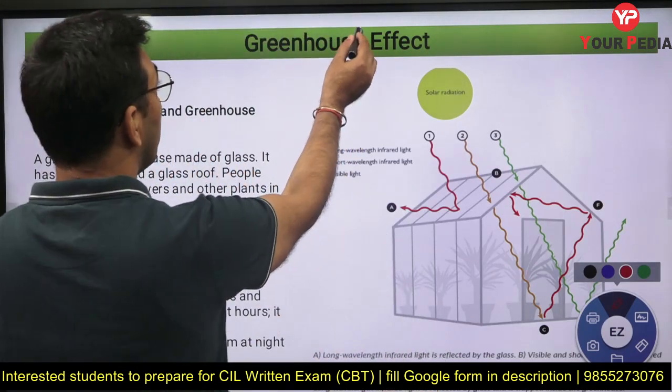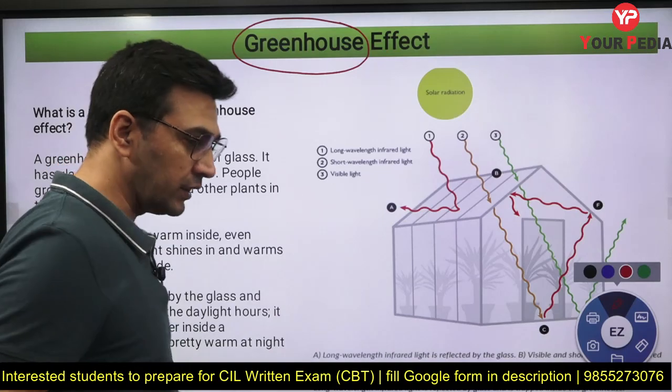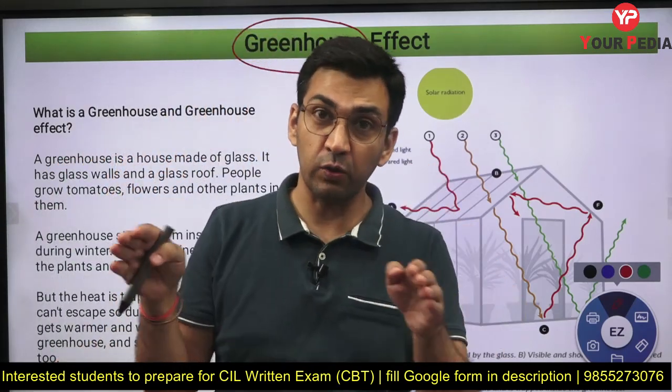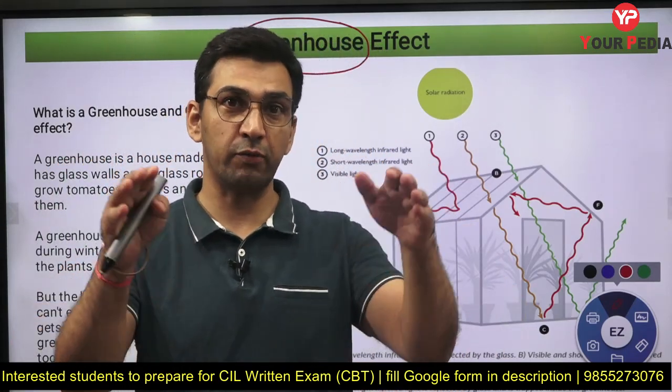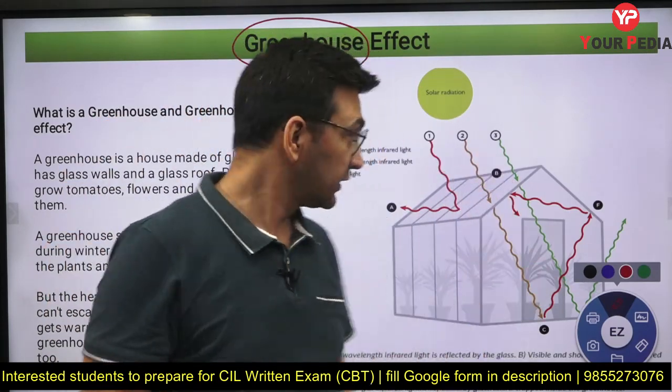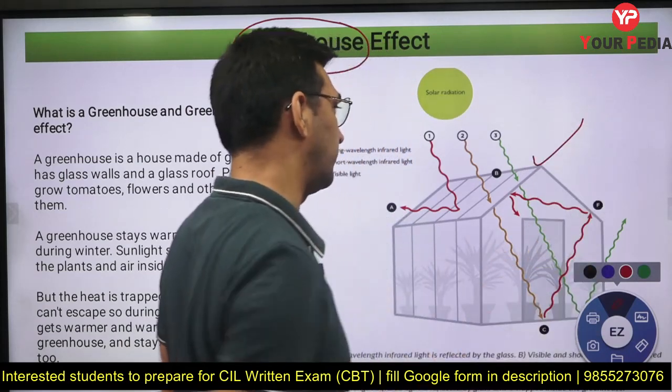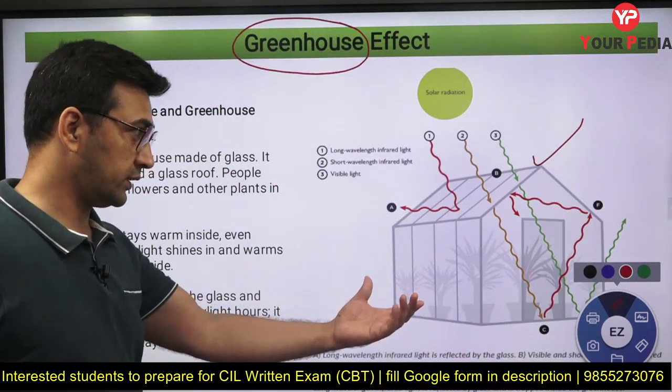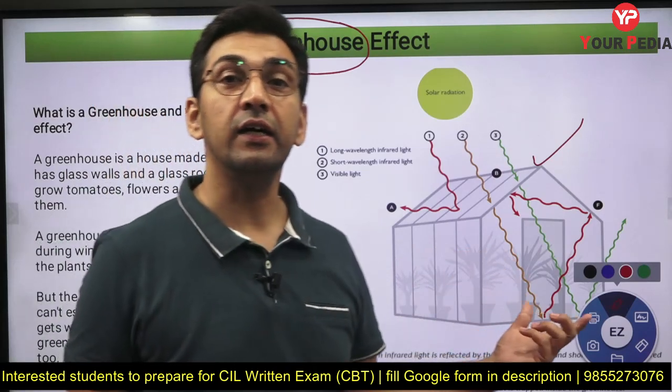When we talk about the greenhouse, you must have seen some of these structures, particularly in hilly areas, made up of either polythene sheets, they look like that, or maybe of glass, right? These kinds of sheds that you may have seen. So these houses, we call them greenhouses.